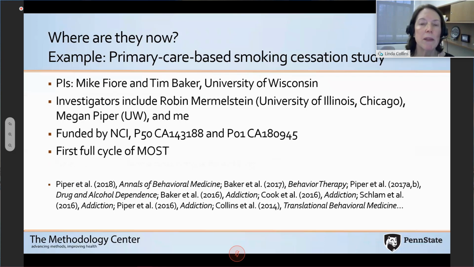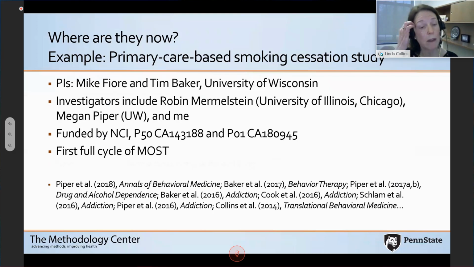This was a primary care-based smoking cessation study, and the PIs were Mike Fiore and Tim Baker at the University of Wisconsin, and the investigative team included Robin Mermelstein at the University of Illinois Chicago, Megan Piper, who's also at the University of Wisconsin, and me. It was first funded by P50, and then the next phase of research was funded by P01.